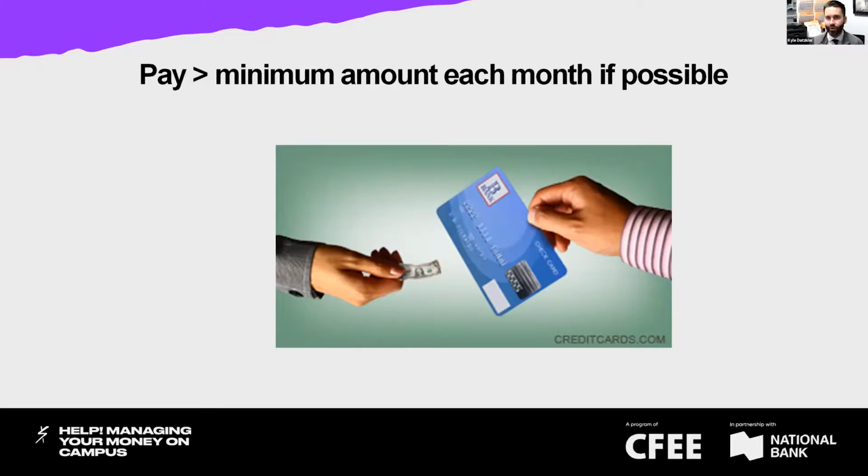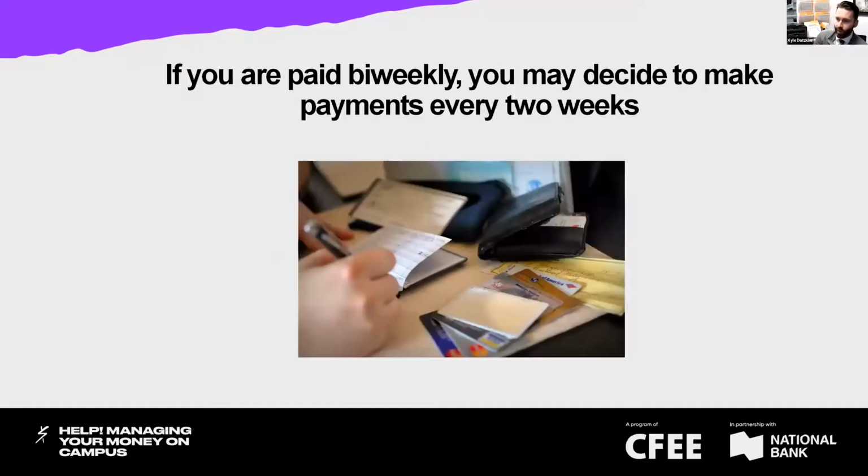If you're purchasing something on your credit card, that's fine. It's a very, very fine way to be able to purchase something. But is my overall cost, if I consider interest, going to outweigh the actual value or the cost of that item? So we've talked about this already too, but if you're paid bi-weekly, you may decide to make payments every 2 weeks and have your payment schedule be bi-weekly as well. This can reduce the pressure off your paycheck at the end of each month.